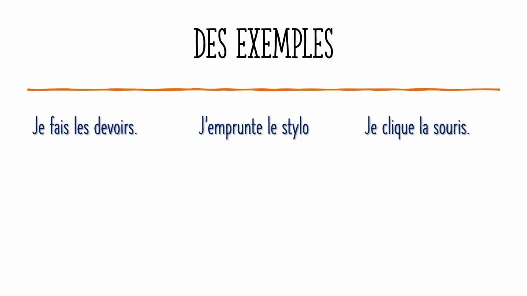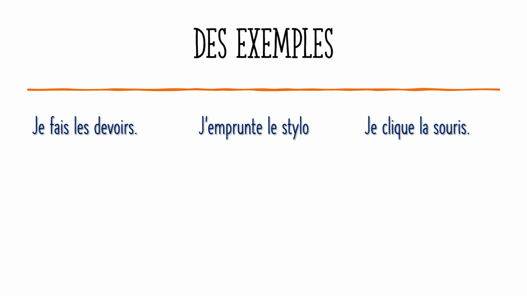Par exemple, je fais les devoirs, I'm doing the homework. J'emprunte le stylo, I'm borrowing the pen. Je clique la souris, I'm clicking the mouse. So first we're going to change these so it uses a direct object pronoun, a PCD first. So what is being done in the first sentence? Les devoirs, what replaces it? Les. J'emprunte le stylo, what's being borrowed? Le stylo, what replaces it? Le. Je clique la souris, what's being clicked? La souris, so that's going to be replaced with la.